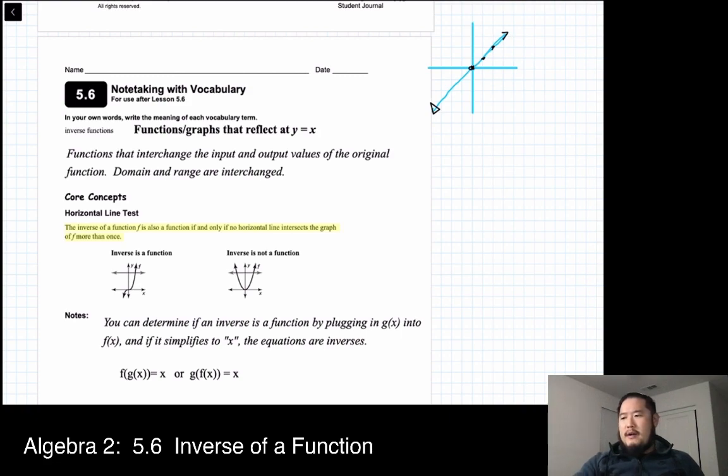Put right here, functions that interchange the input and output values of the original function, or simply domain and range are interchanged. And that is what I just pretty much explained a little while ago. And I believe that's probably what many of you are more aware of as far as inverses of functions. But you've heard inverse also when it comes to exponents and exponentials. You may have heard the term used there as well.